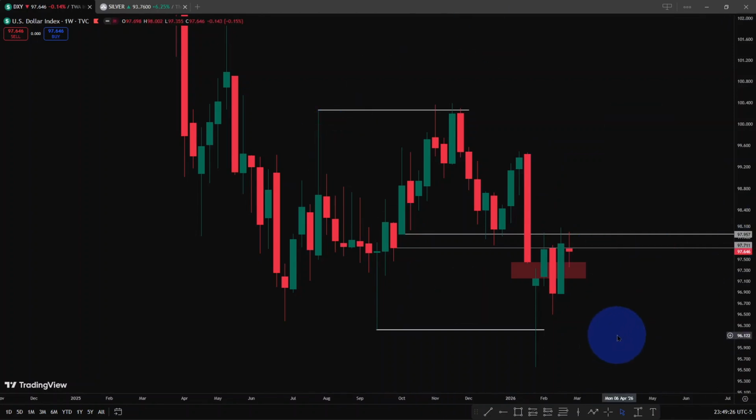So the only way you can qualify your setup with respect to your bias is if you can see a break and retest of either of these levels. Okay, you can see there's no break of the support level and there's no break of the resistance level, and that's one of the reasons why in previous commentaries I was like, if we want to see the dollar index bullish, I would like to see it trade through this level.